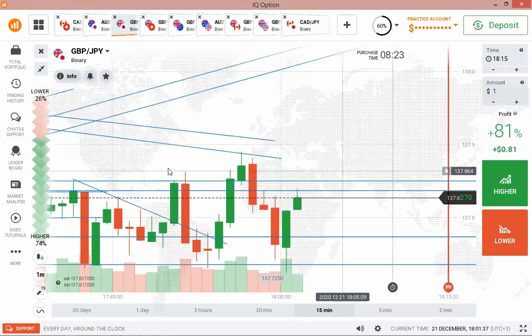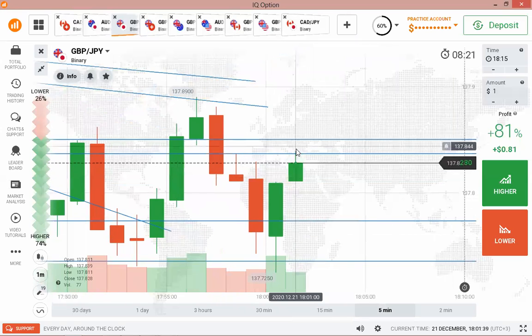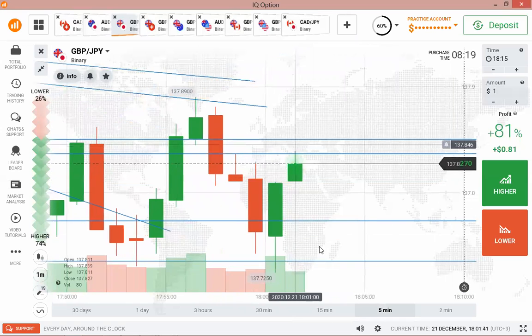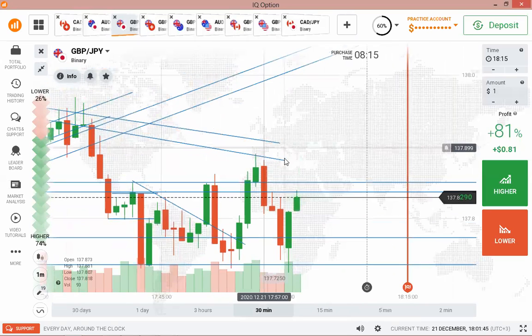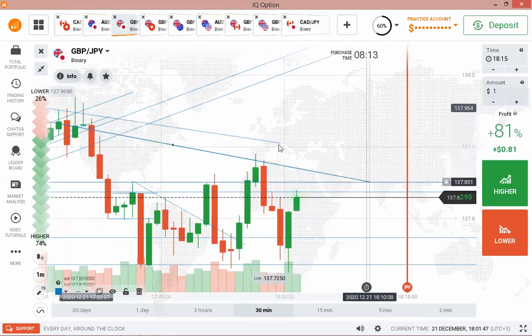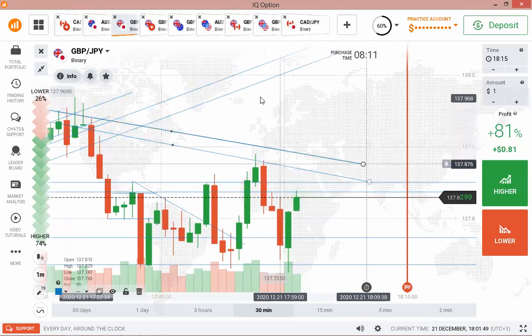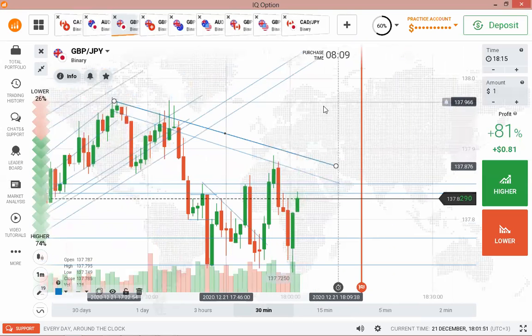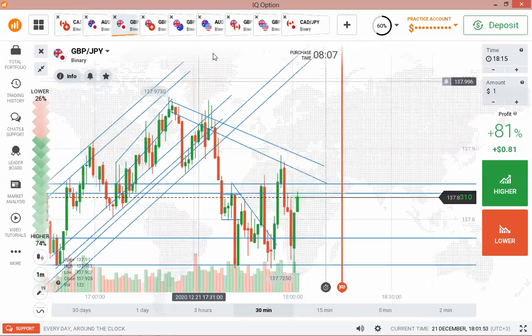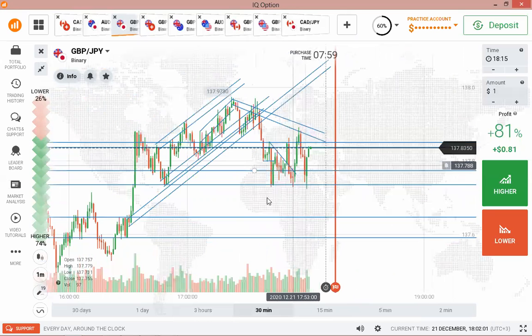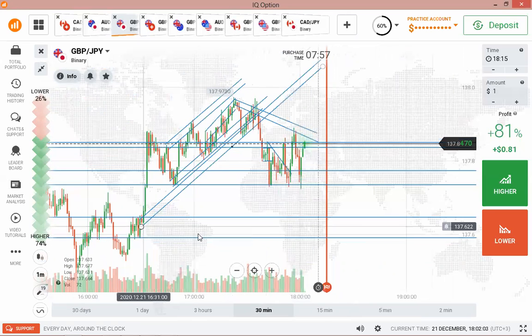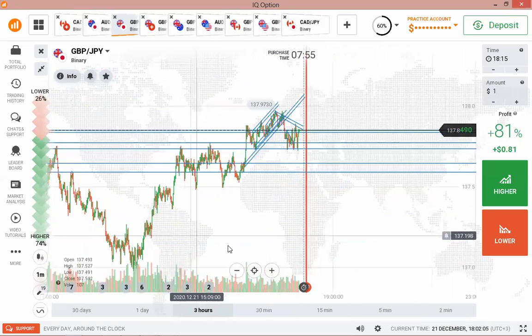So you wait for the price to come to this area, you place your trade. Wait for the price to come to this area, you place your trade. Or here, you place your trade. Or here. If the market is still going up, you can place your trade continuously. Or here, wait for the price to come to this area, you place your trade. That is how to trade support and resistance.